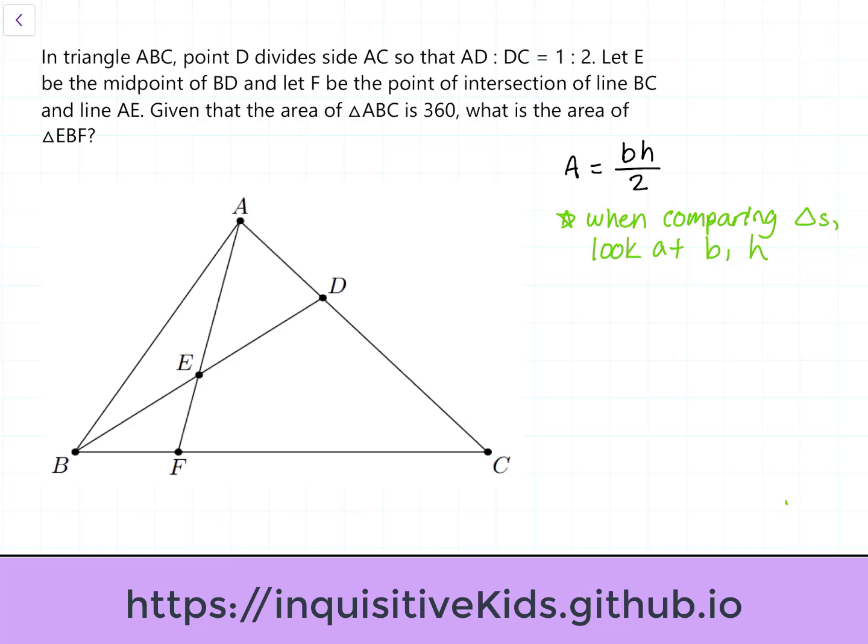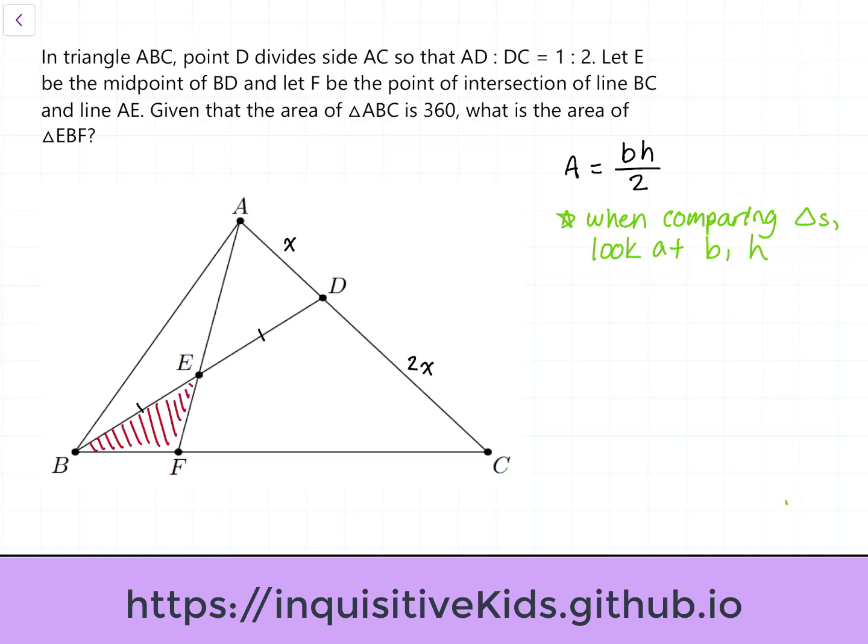In triangle ABC, point D divides side AC so that AD to DC is 1 to 2. So if AD was x, then DC would be 2x. Let E be the midpoint of BD, so EB and ED are the same. F is the intersection, and the area of triangle ABC, so the whole thing, is 360. And we're trying to find EBF, which is this small section here.